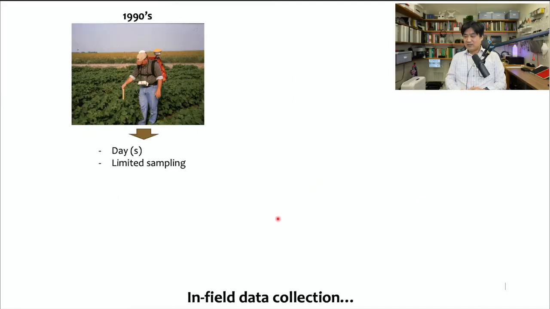And I think Dr. Landivar already talked about this data collection mode. The big assumption here is once we have enough data, we should be able to do a good job. In the 1990s, this is an actual example of Dr. Landivar working in the field using yardsticks and a GPS backpack to measure canopy height. This is working and this is accurate, but it takes days to cover a large area. And even with days of hard work in the field, you only have limited sampling.